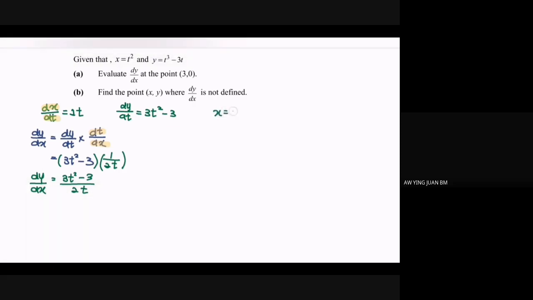x. And 0 will be value for y. So now we are going to substitute the 3 into the equation and 0 also into the equation to identify the value of t. So we have 3 is equals to t squared. So t squared minus 3 is equals to 0. So where we will have t minus square root of 3 multiply with t plus square root of 3 equals to 0. So t will be equals to square root of 3, t will be equals to negative square root of 3. So if we substitute the 0 into the equation, we have 0 equals to t cubed minus 3t.